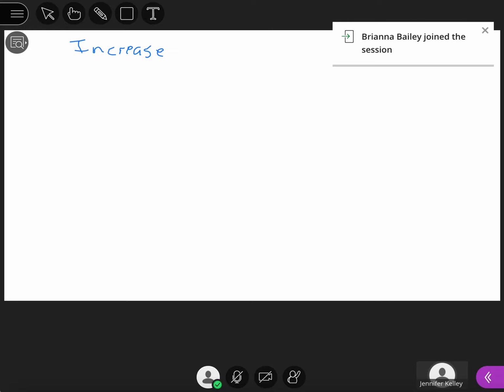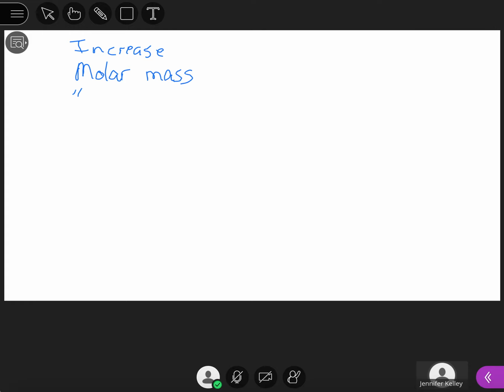All right, so there are two things that will increase it, and that's the molar mass and what I'm going to call stackability. And I'll show you what I mean by that.